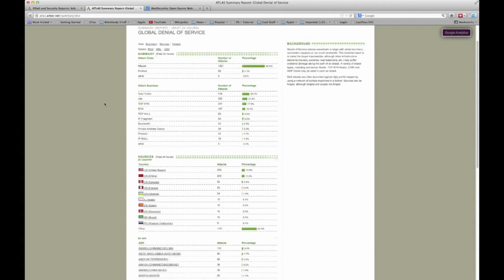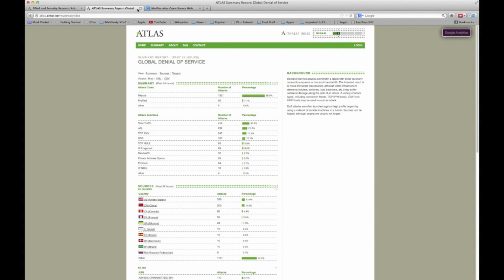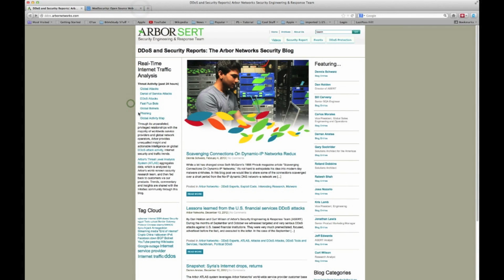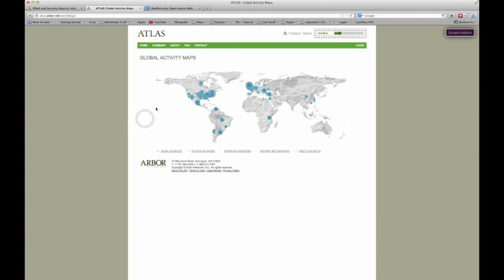Now we can click on DDoS attacks. Actually, I think this is maybe the same link. It's kind of strange. Global activity map. That's what I was wanting to show you. So this is a cool way to see graphically where everything is going on right now. Can't really click on anything, just kind of global activity, but still very, very cool to see. We might be able to add a few things in, but there we go.